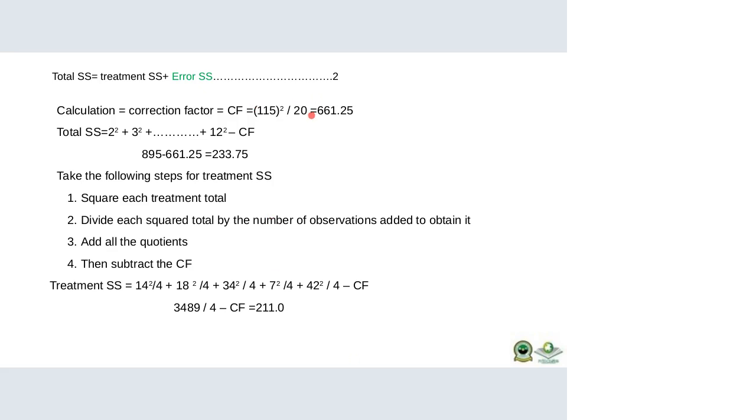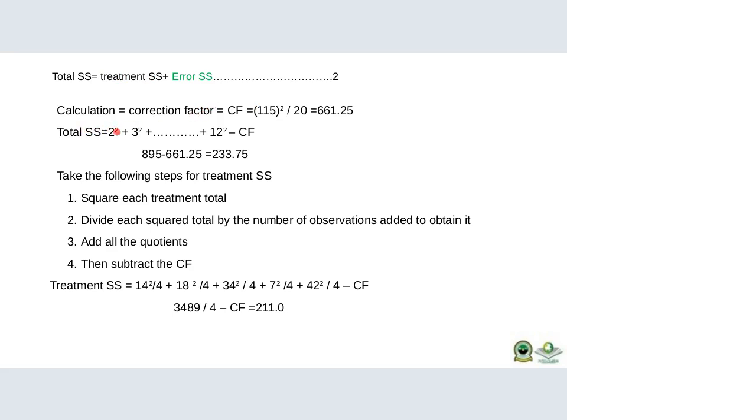Now, this 115 squared, all over the total number of observations. The total number of observations is 20, which is the total experimental units. So 115 squared over 20, if you divide it correctly, you'll get 661.25. So this is the correction factor. Remember this correction factor, you're going to use it to subtract from whatever values you obtain for total, treatment, and error sum of squares.